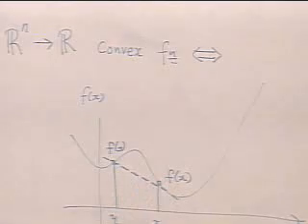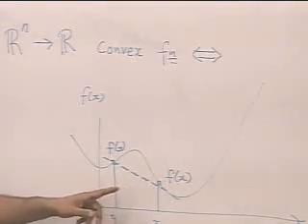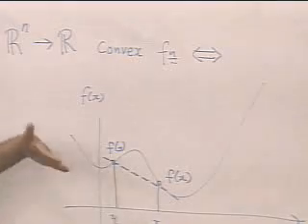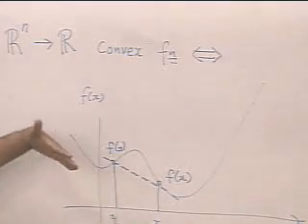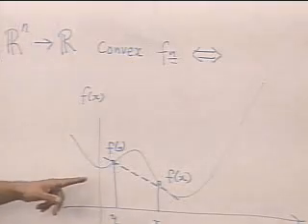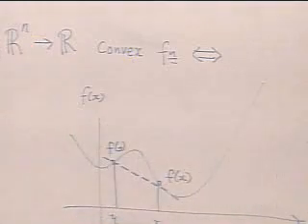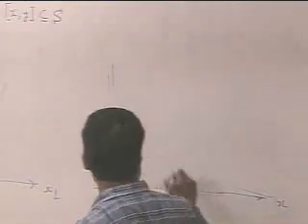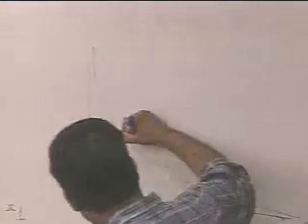We will call a function f convex if it so happens that no matter which 2 points I pick, x and y, if I look at their function values and join them with a straight line, that straight line lies above the function. So this is not a convex function. This is a convex function. So here's x again. I take any 2 points here, x and y, I join the straight line, it lies above the function.